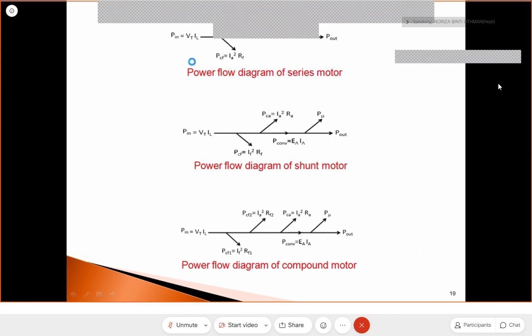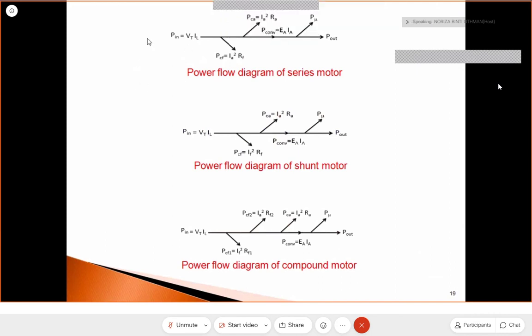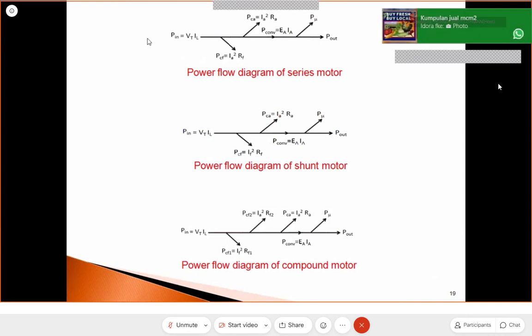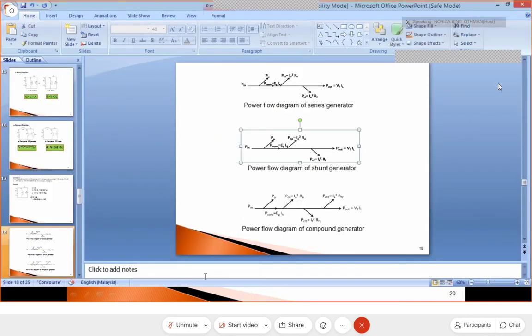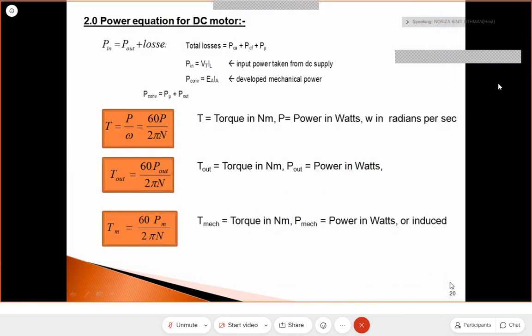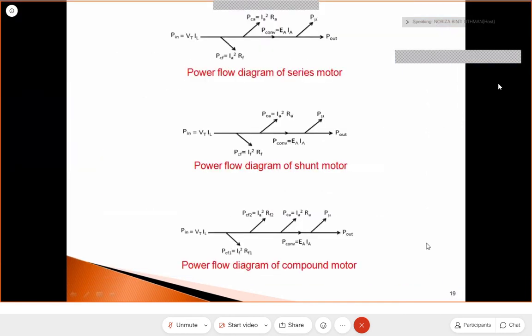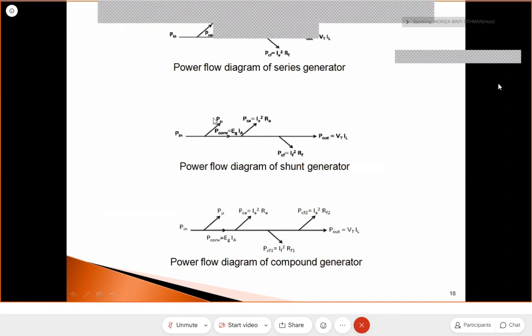So kalau you tengok ni, komputer saya ni agak slow. Okay, so dia start dengan input yang mana input equal to VT. Input adalah VT, formula untuk input adalah VTIL. VT tu, ni semua motor. Generator mana? Okay, so start dengan generator. Start dengan generator. So, kita start dengan input.